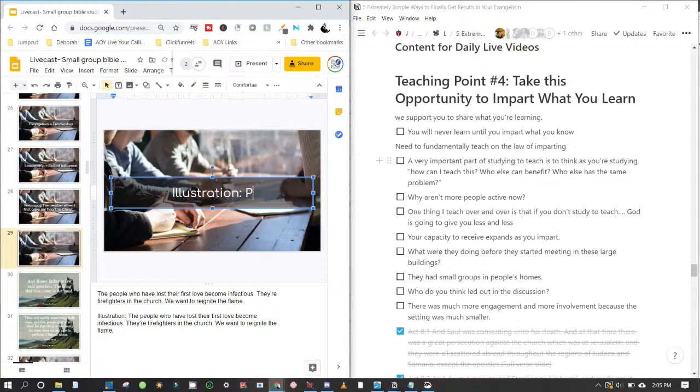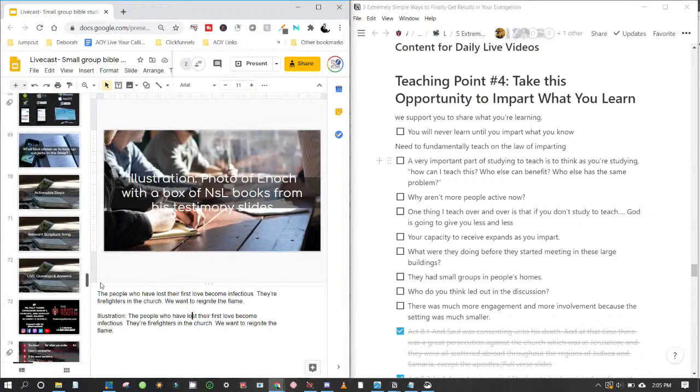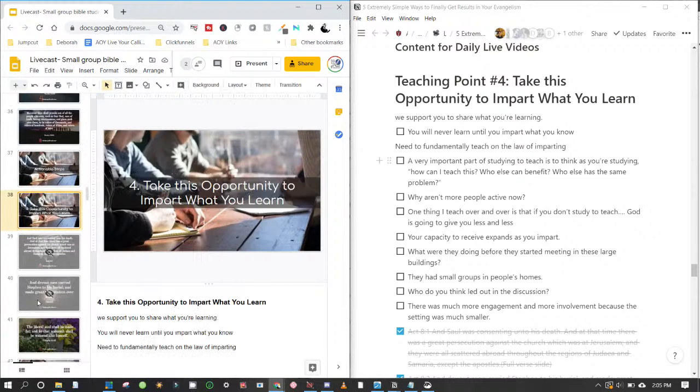Illustration: photo of Enoch with a box of books. Box of books from his testimony slides. There we go. That'd be good. And then take the opportunity to impart.